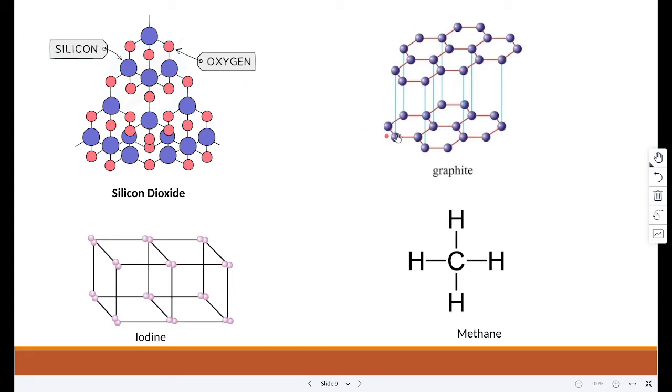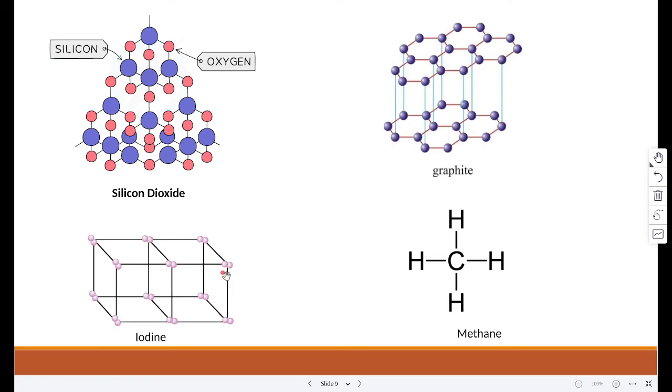Then we have graphite. So graphite has a hexagonal shape and it has one free electron. Now because of the one free electron, it can conduct electricity, has a high melting point, it is soft and slippery.